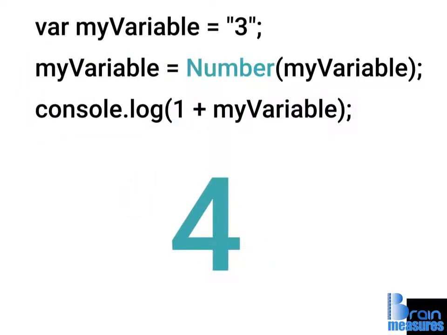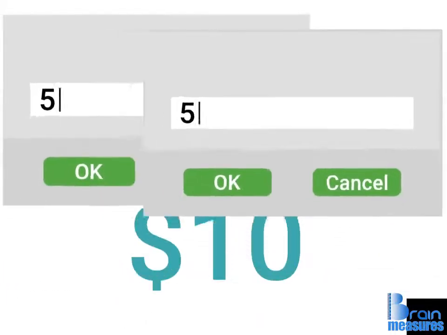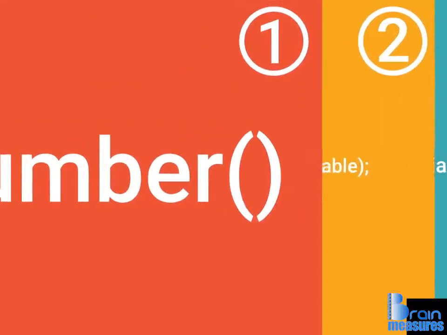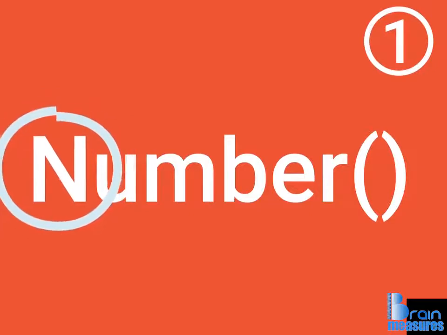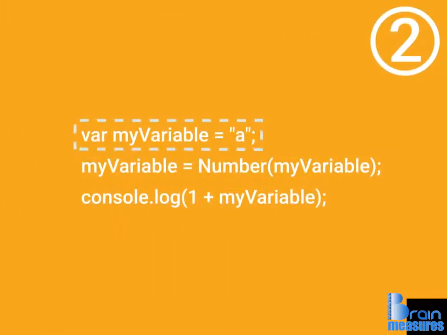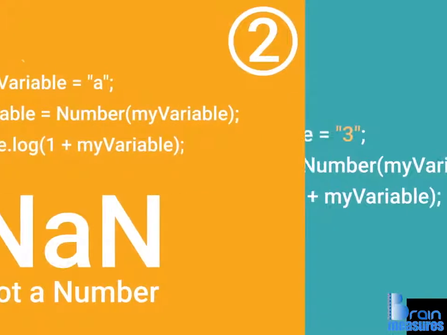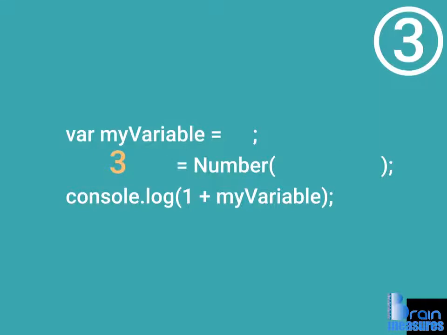With this, we can use the prompt instruction to ask the user for a price. Before we try this in the code editor, there are 3 things to note. First, always write the number instruction with an uppercase N. Second, if we give an invalid string to the number instruction, like a letter for example, then the instruction will return NaN, which means not a number. Third, we must save the value returned by the number instruction in a variable, otherwise we'll lose it.